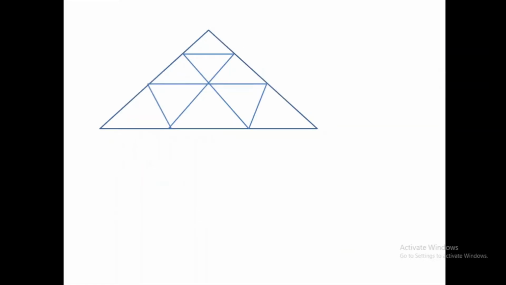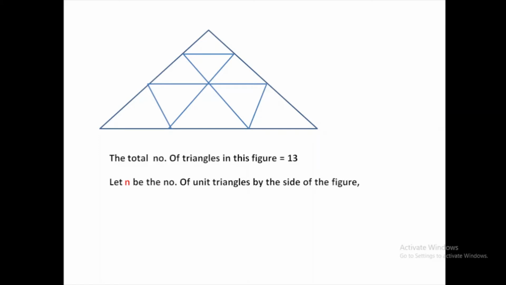Last type for today, type number 5. In this type, we will have several triangles inside the original triangle set in triangular ways. Now, if we count the number of triangles in this figure manually, we will find that there are total 13 triangles in this figure. In this type of figure, we just have to count the number of unit triangles by the side of the figure. And the formula is n into n plus 2 into 2n plus 1 by 8.